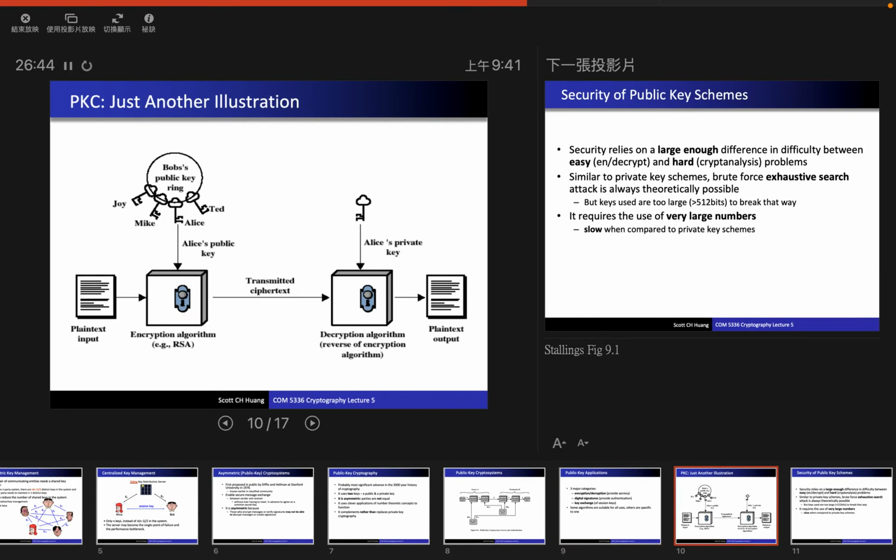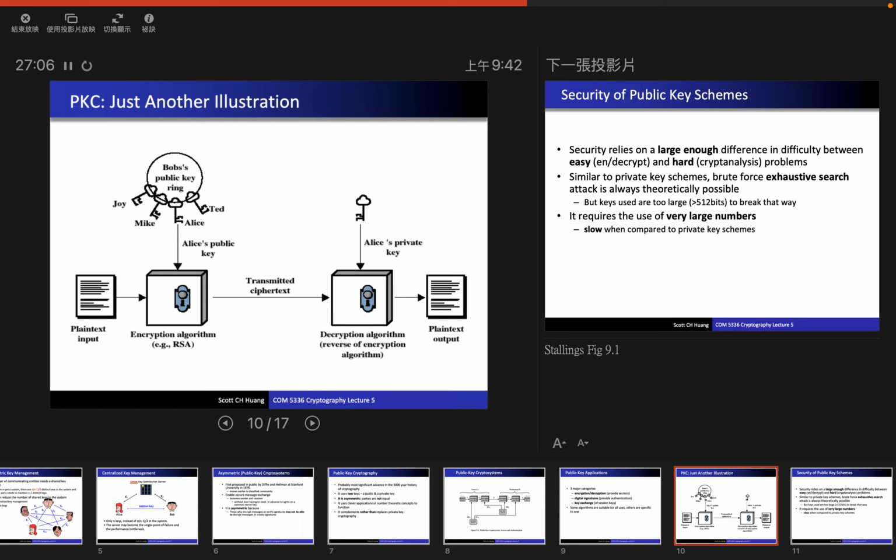This is just another diagram. So to make this work with public key, everybody has to have a key pair. The public keys are given by those people you intend to send a message to. The keys are stored in this key ring. I'm sorry, not key pair. Key ring.